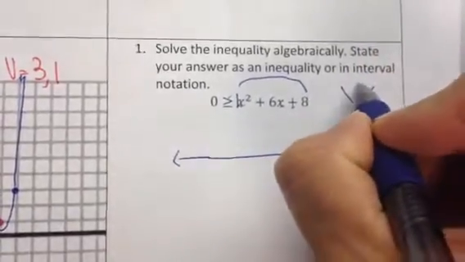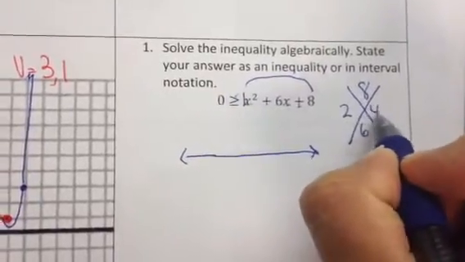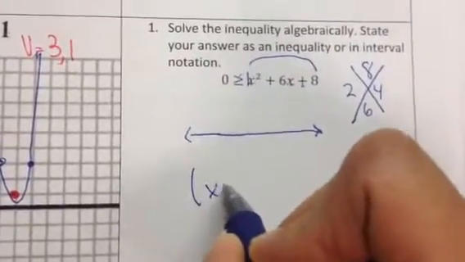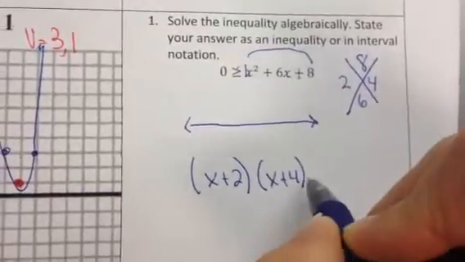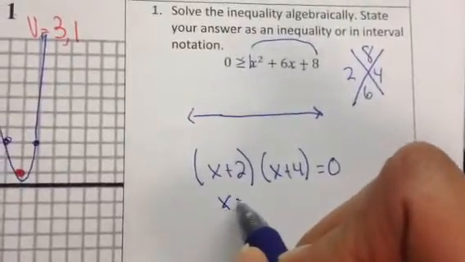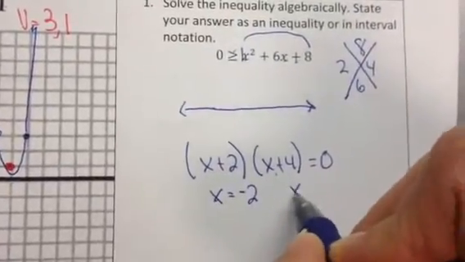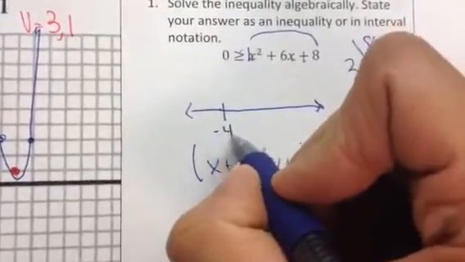So 1 times 8. Factors of 8 that add up to 6 would be 2 and 4. So I can go straight into my parentheses. This is easy factoring, x plus 2 and x plus 4. And I'm just going to put an equal 0 here for now. And what makes this one 0 is -2, and what makes this one 0 is -4. So those go on my number line.